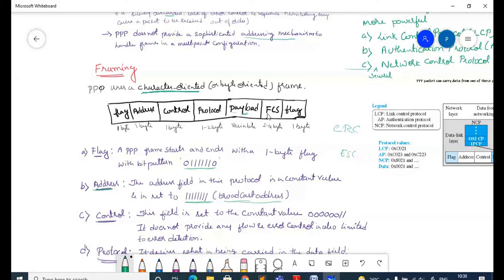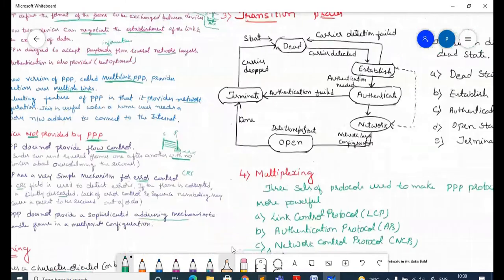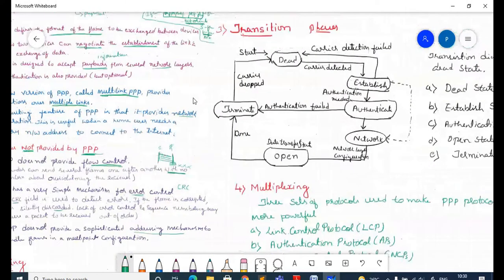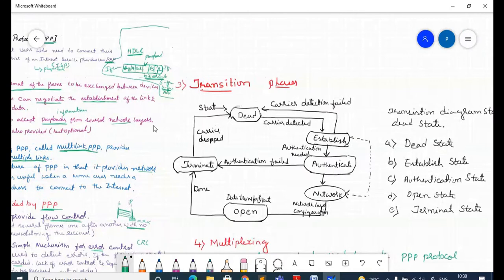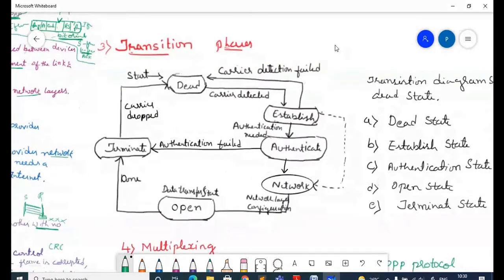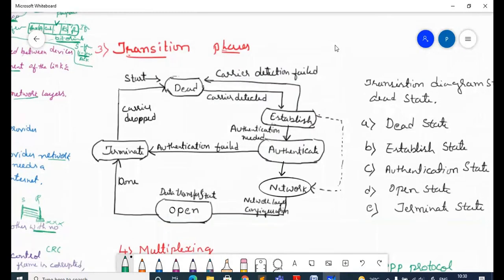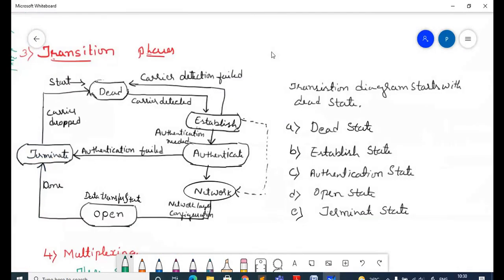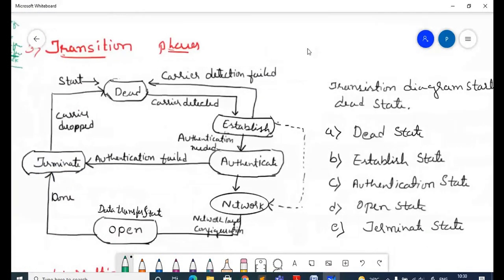Next one, the diagram. Very important. So you just note it down in your notebook. Normally they will ask this transition diagram. It is a very simple diagram, normally asked for 6 to 8 marks. So everyone can easily write this answer.